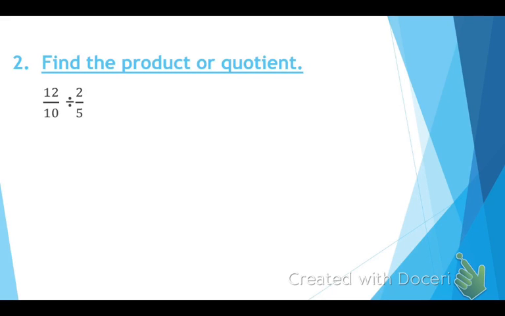Problem 2, we're finding the product or the quotient. For this one, it is a quotient. Am I allowed to divide fractions? No. So what method do I have to use? KFC. Keep the first one, flip the second fraction, and change the operation. As you can see, there's a lot here that I can cross-reduce. When you do that, you get 6 over 2.